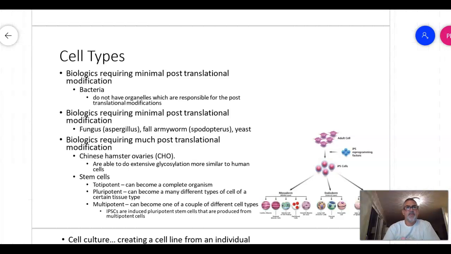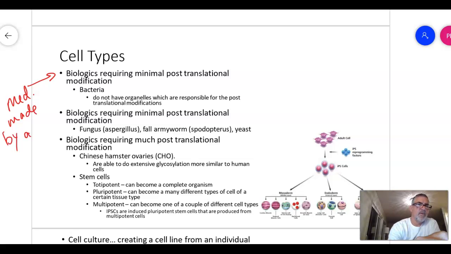Other cell types we use, so remember a biologic? That's a medicine. It's a medicine made by a living cell. A lot of things like Tylenol or Advil, those are chemicals, right? So they're made in chemical plants by just mixing things together and combining them. But a biologic is a protein that has to be folded, right? So it may require post-translational modification.